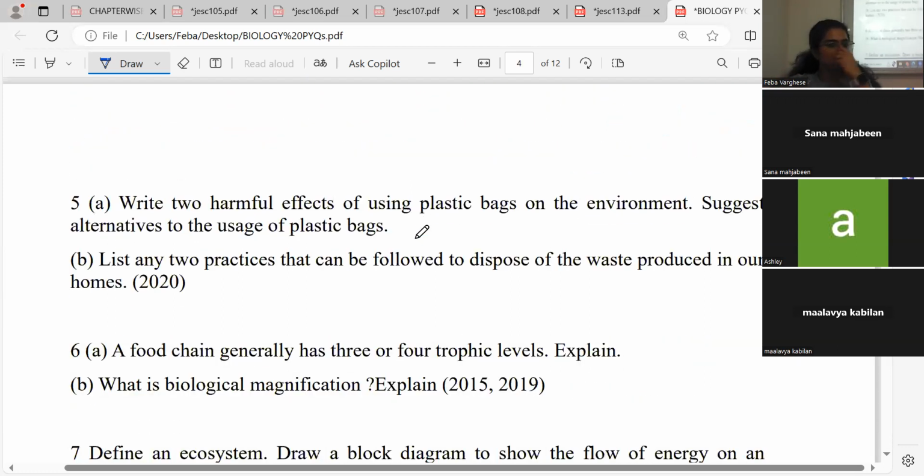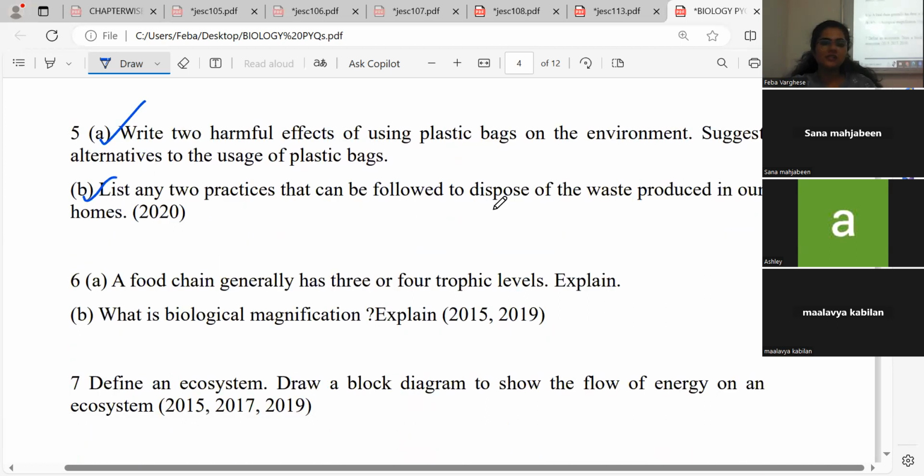Okay. Now, write two harmful effects of using plastic bags on the environment and suggest alternative uses of plastic. Alternatives to usage of plastic bags. Plastic is non-biodegradable. Yeah, it's going to persist for a long period of time and it's going to harm the other organisms, growth of plants. Then if it reaches the aquatic environments, it's going to strangle and suffocate the animals. Lots of things you can write, right? Then suggest the alternatives to usage of plastic bags. Alternatives: paper bags, cloth bags, and then you can reduce it. You can recycle the plastic bags. All of those kinds of things can be done.